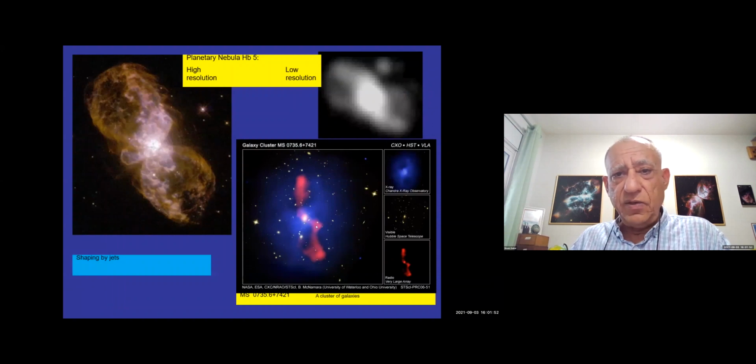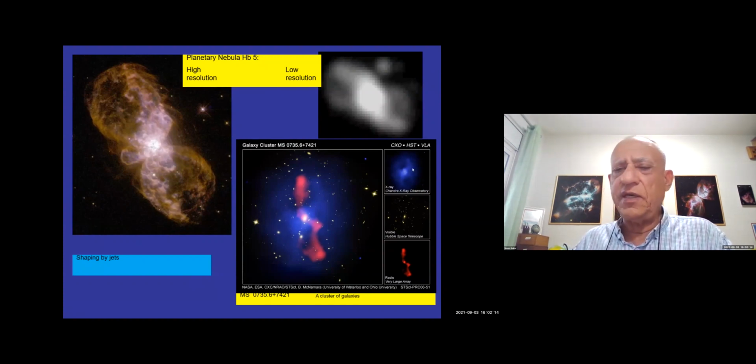And here you see it again, but look at the blue upper right of the cluster of galaxies. This is X-ray, and above it in white, you see a low resolution image of a planetary nebula, Hubble 5. On the left side, you see the high resolution. Again, you see the S shape. It's not a galaxy cluster, but it's point symmetric.